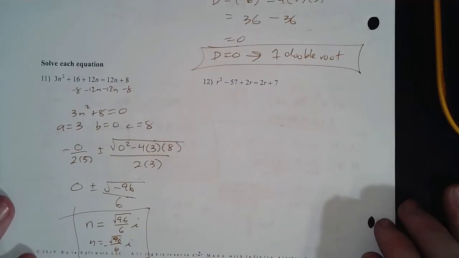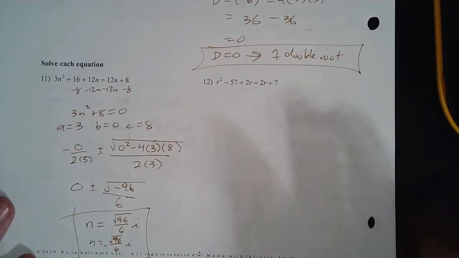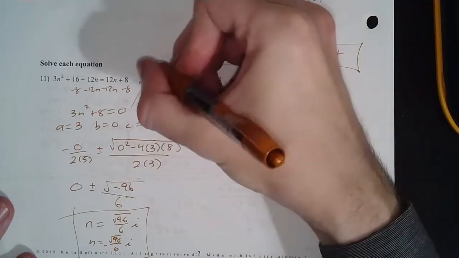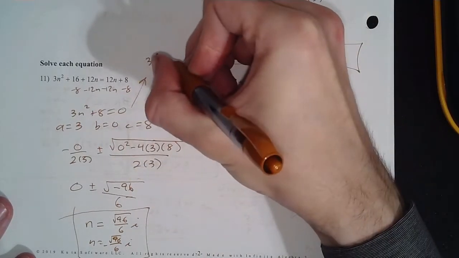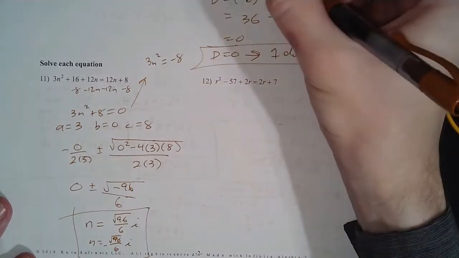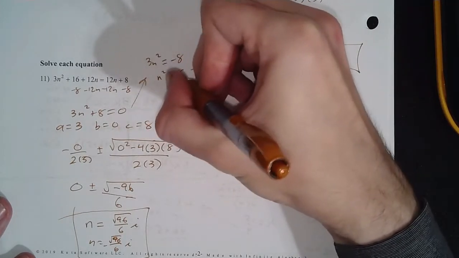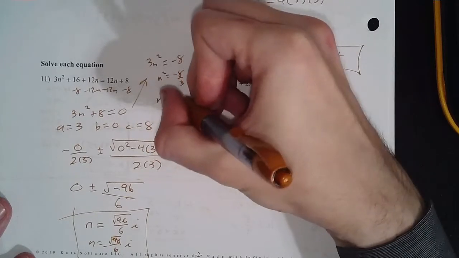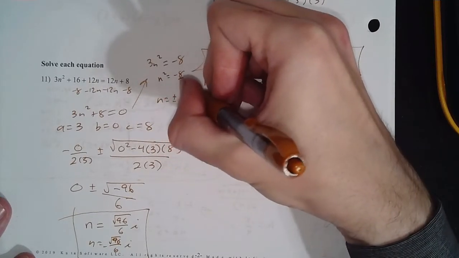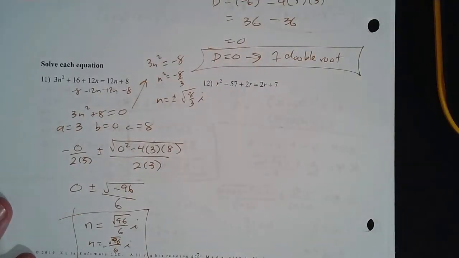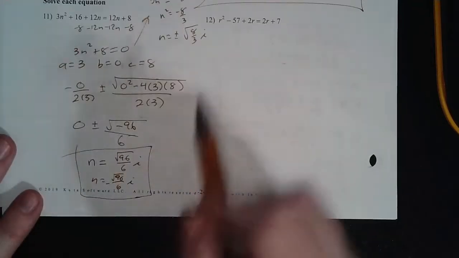So number 12, and actually, you know what? I'm going to double check. I'm going to solve this another way, by the way. You could have easily done this. Subtracted 8 on both sides like I was talking about earlier. Divide both sides by 3. And take the square root. And put the i on the outside because of that negative. And then you'd have both positive square root of 8 over 3 and negative square root of 8 over 3. And this is the same thing as this.